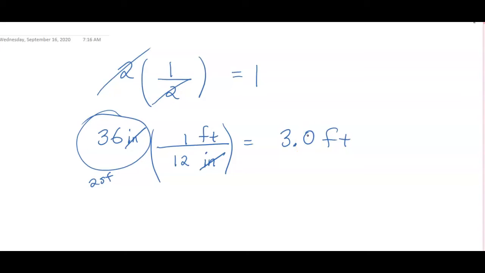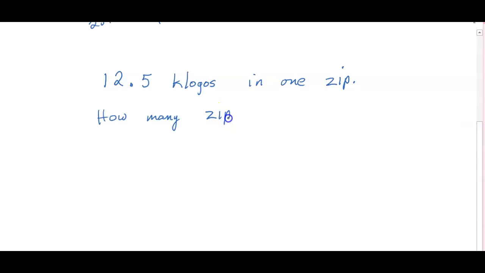Okay, you guys, I think you should try a little problem. So here we go. There are 12.5 clogos in 1 zippy-doo. How many zippy-doos are in 250 clogos?